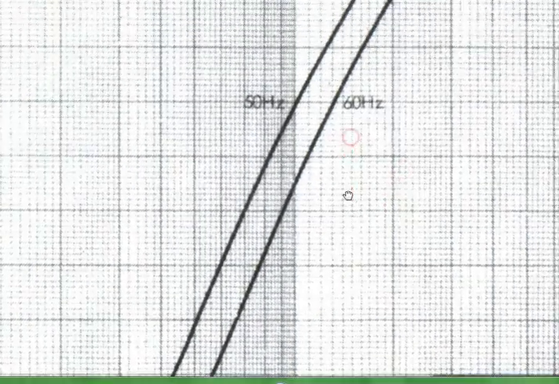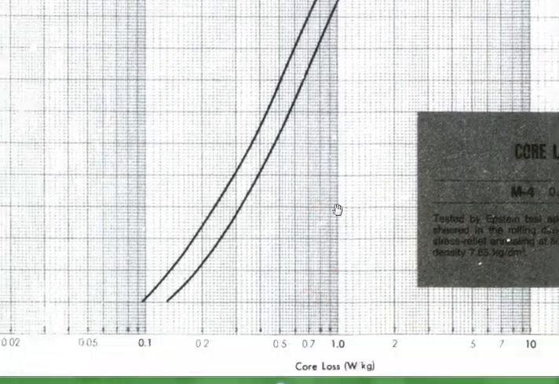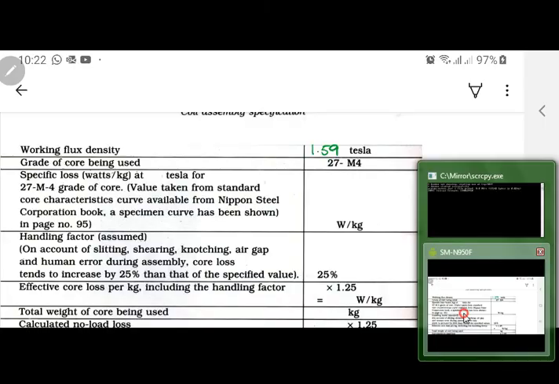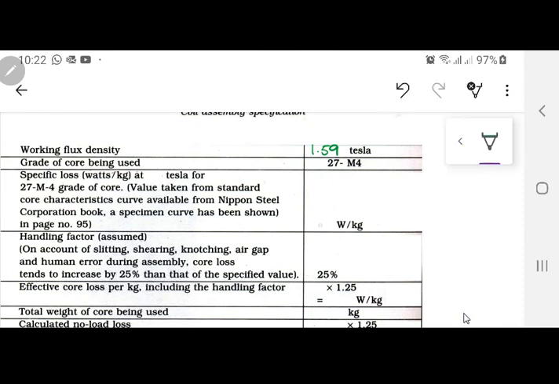If I had 1.6 over there, then this would be a little larger than 1. So at 1.59, this is approximately 1 watt per kilogram. So if I go back, here I have to put 1.0 watts per kilogram from the same chart, which is the specific loss at 1.59 Tesla for 27 M4 grade of the core.